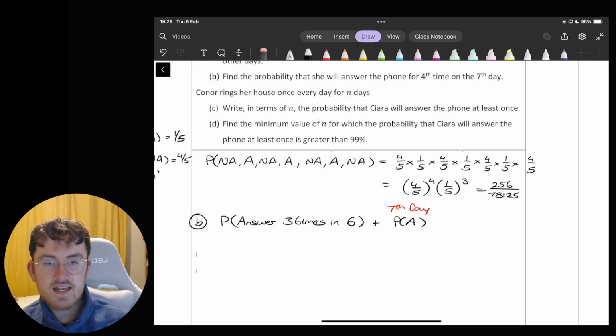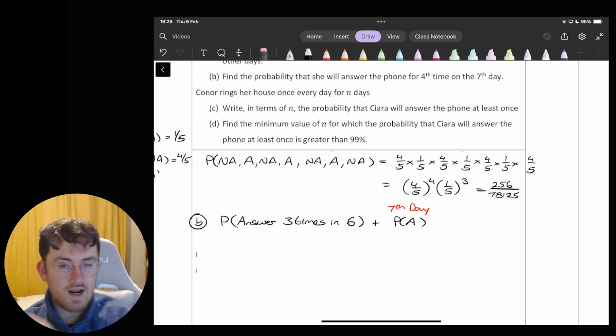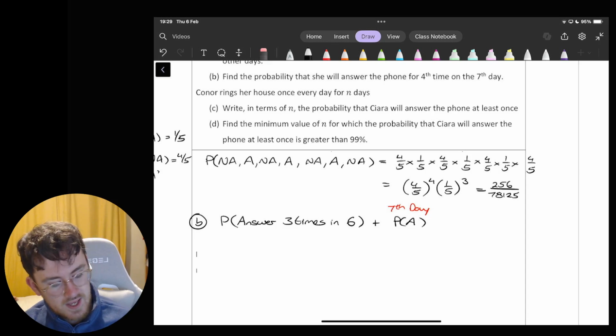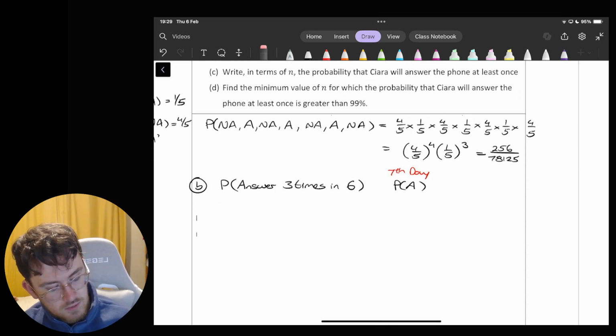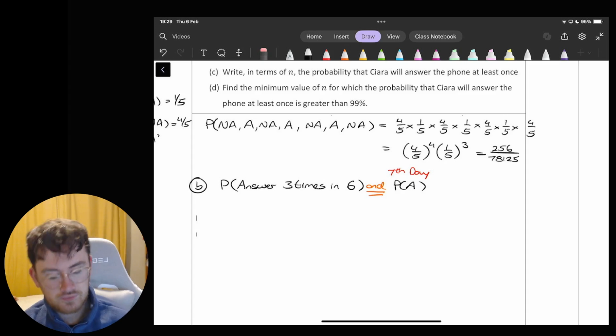So we're basically saying here we need to answer 3 times in those first 6 days, wherever that may be, because all of these are potential options. We need to look at all the options where she answers 3 times in those 6 days, but then we also need her to answer on the 7th day. Okay, so that would be a case of probably she answers on all of those days and answers on the 7th day. Okay, so let's have a look at that.